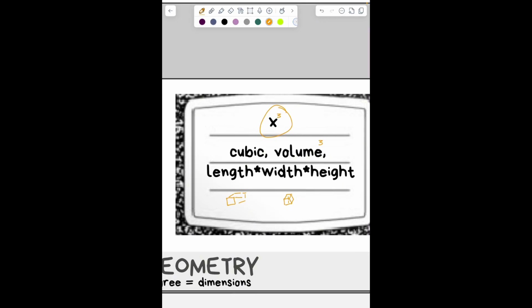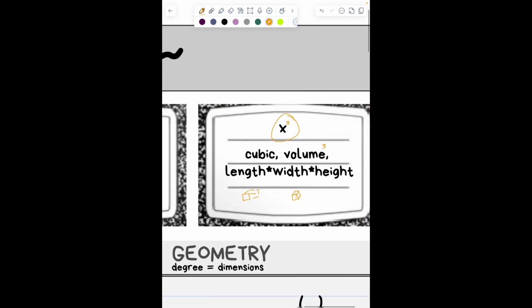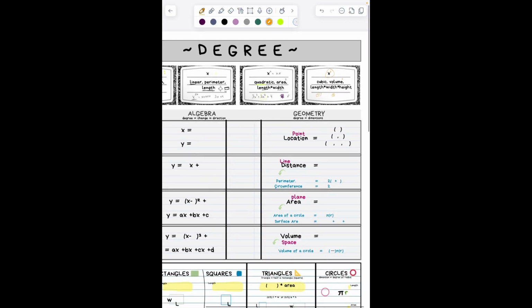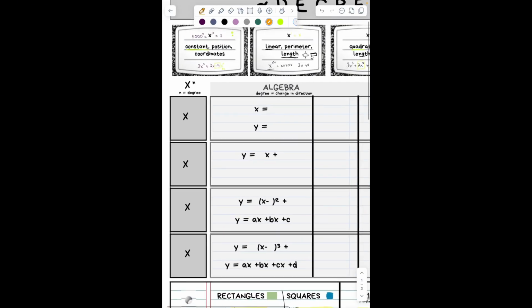It's 3 things multiplied in geometry. And that can be a length, the width, the height, or radius, 3 radii multiplied together. And we'll get there. We'll talk about that in more depth. So let's start with the algebra side of things.